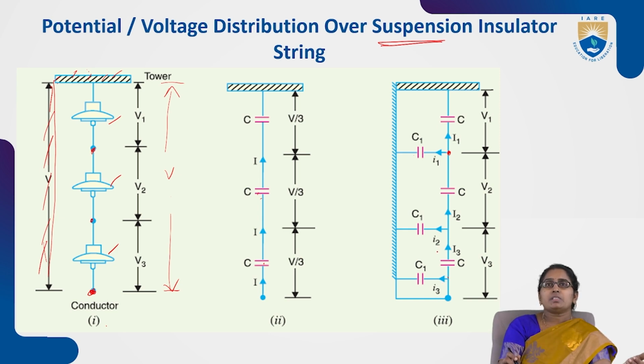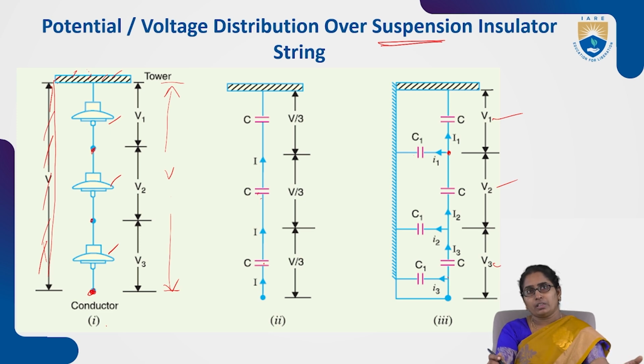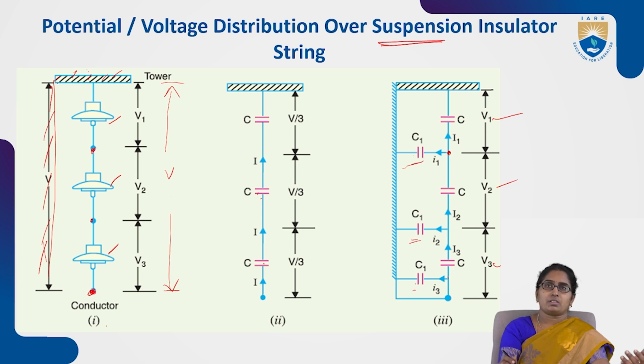So this is how the shunt capacitance comes into the picture. Because of its presence, some current is drawn by that shunt path. Because of this, the voltages across the units, even though we have taken here three porcelain discs, the voltage distribution among them is not uniform, it is not the same, because of these shunt capacitances.